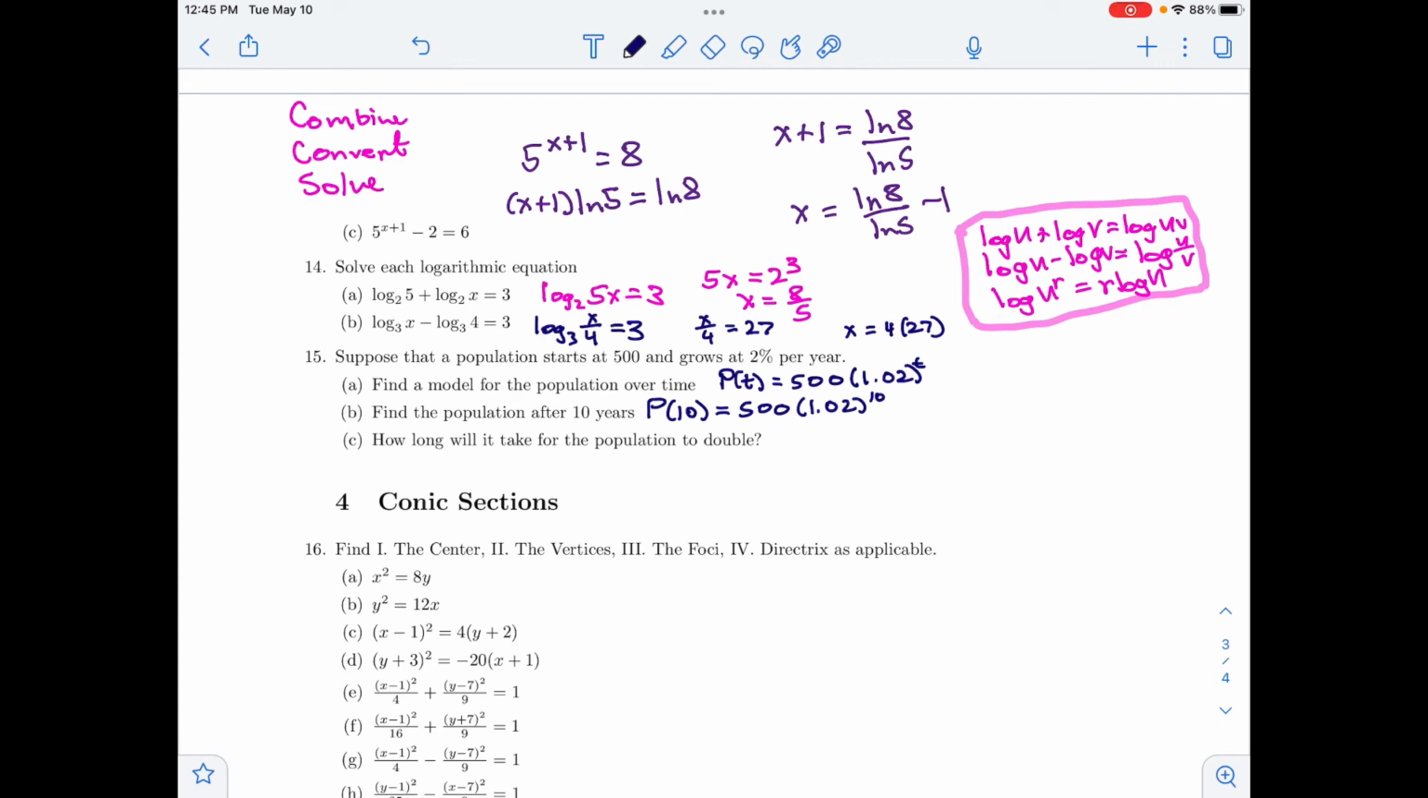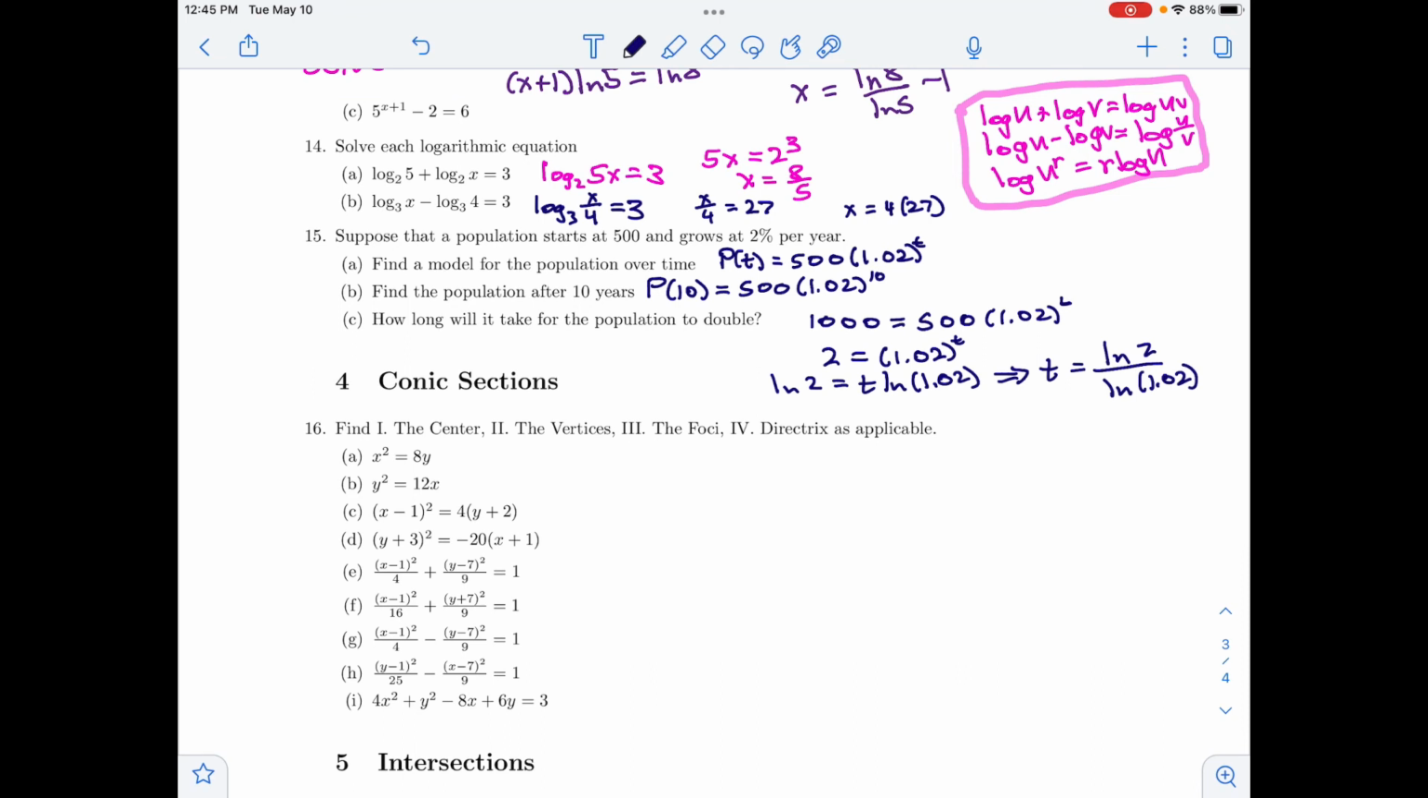You just plug in. How long will it take for the population to double? So you solve this equation. Divide by the 500 and you get 2. Log both sides. And then solve for t. Yeah, like that. Okay, there we go.